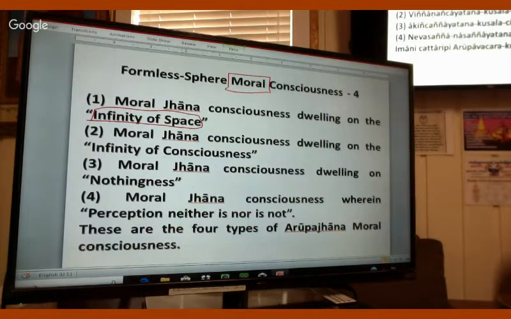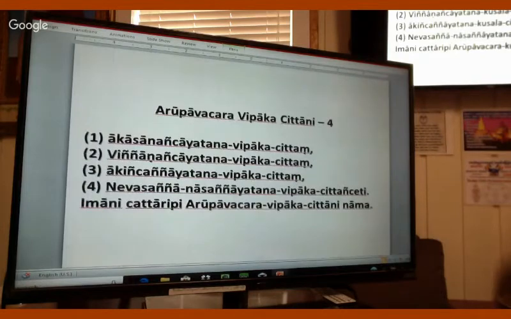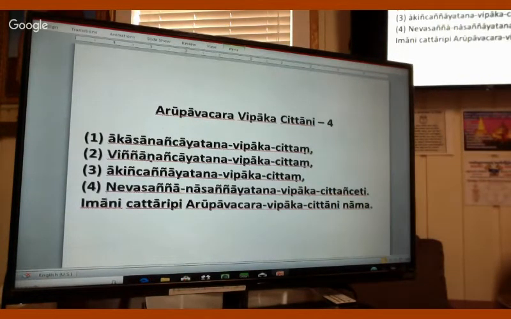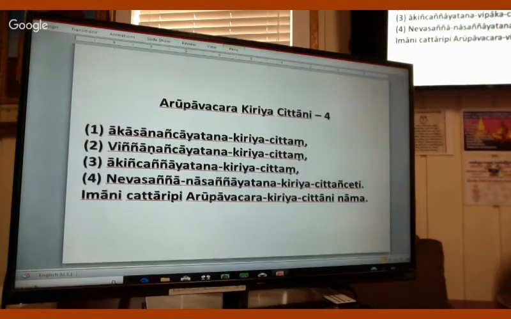So there are four kinds of arupa jhana. Exactly the same for the vipaka chitta, the resultant consciousness: akasanancayatana vipaka chitta, vinnanancayatana vipaka chitta, nevasanya nasanyayatana vipaka chitta. Also Kiriya Chitta, the same. It's not very difficult. But Kiriya Chitta, you already understand, is for Arahant only. Arahant and Buddha.